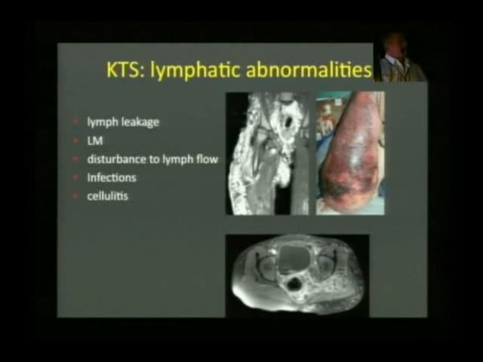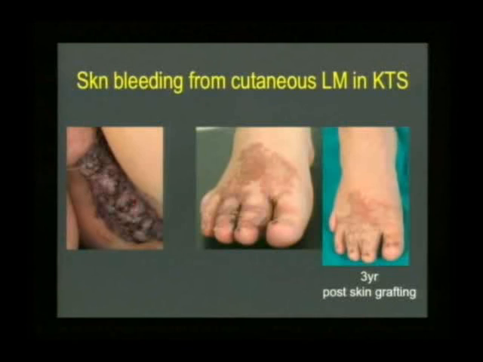And this is another child, a teenage girl, who used to come in with recurrent buttock pain. She has Klippel-Trenaunay syndrome, and in her buttock, extending into the pelvis, are these macrocystic lymphatic malformations which used to get repeatedly infected, and on one occasion they bled, also causing pain. So skin bleeding can be a problem from cutaneous lymphatic malformations in Klippel-Trenaunay syndrome.